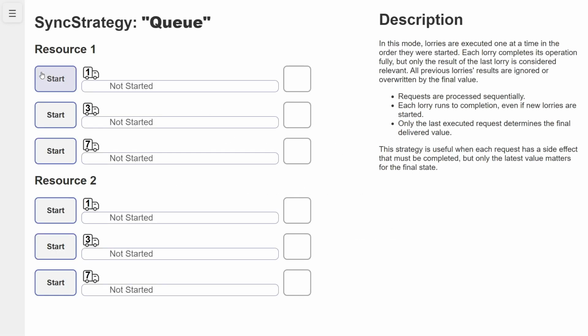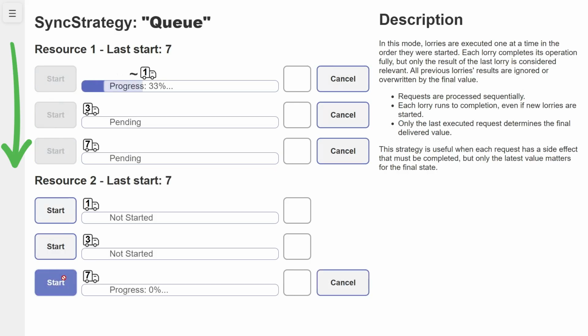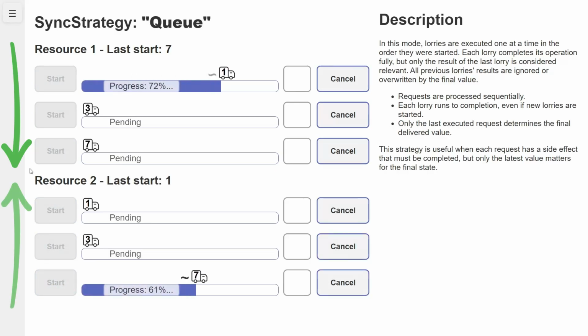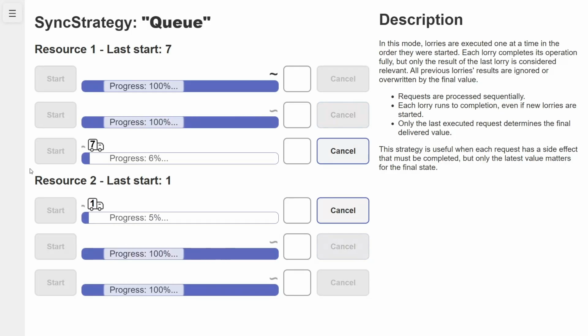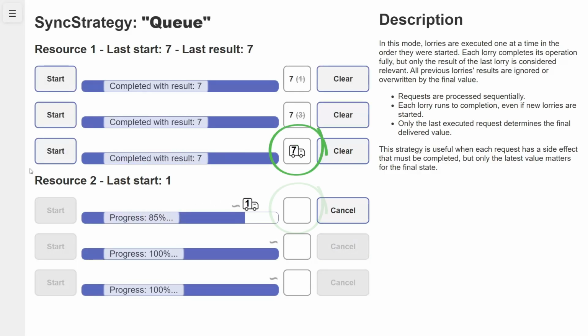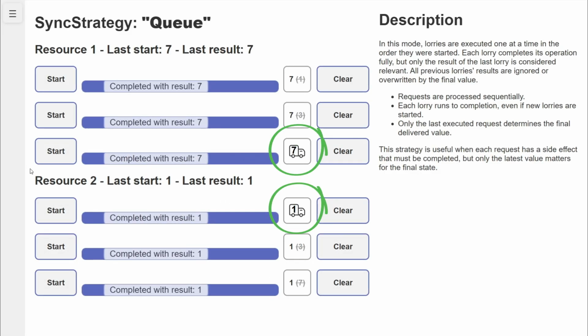Here we move to the queue strategy, which is useful when you need to fully process every request sequentially. I click lorries 1, 3, 7 for the first resource, and almost immediately 7, 3, and 1 for the second resource. Each resource processes its own queue independently in order. So for the first resource, the final result is lorry 7. For the second resource, the final result is lorry 1.